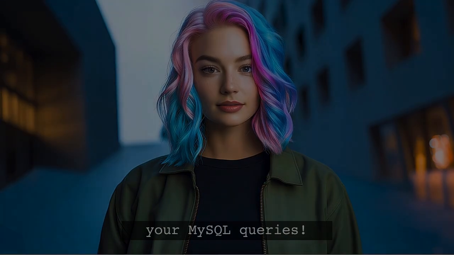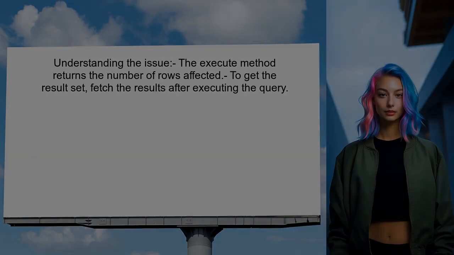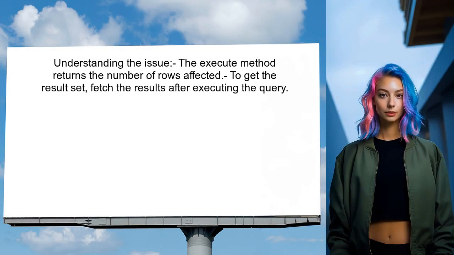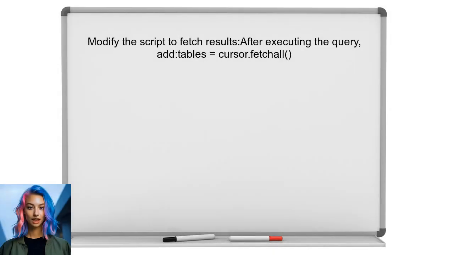your MySQL queries. To resolve the issue, the user should first understand that the execute method returns the number of rows affected by the query, not the result set itself. Instead, the user needs to fetch the results after executing the query. Next, the user should modify the script to include a fetch operation. After executing the show tables query, they can use the fetchAll method to retrieve the list of table names.